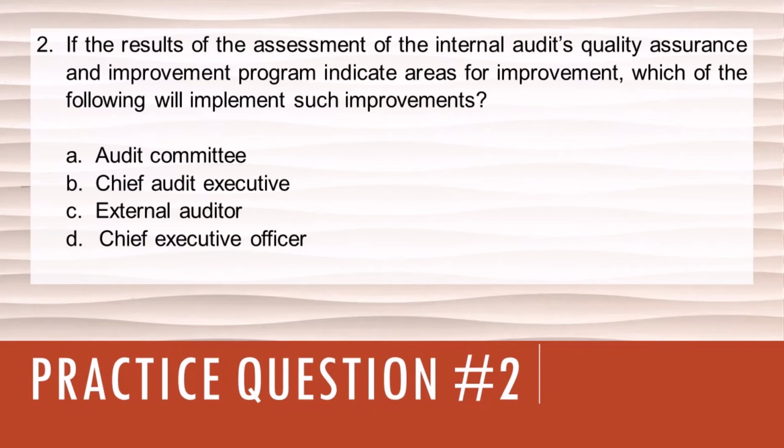A quality assurance improvement program is an ongoing and periodic assessment of the entire spectrum of audit and consulting work performed by the internal audit activity. If results of this assessment indicate areas for improvement of the internal audit activity, then the Chief Audit Executive will implement those improvements through the Quality Assurance Improvement Program. Therefore, the answer is B, Chief Audit Executive.